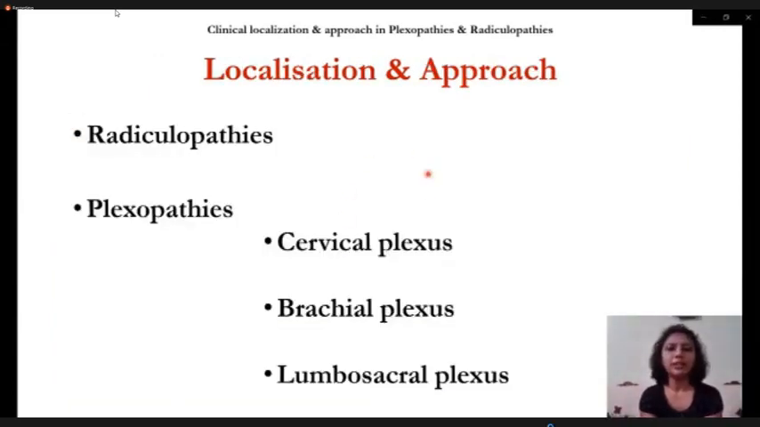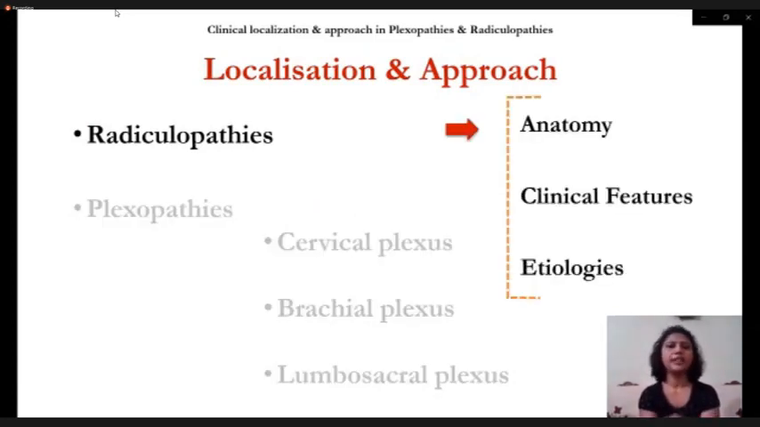Today, we are going to cover the topic under the following headings. First, we shall tackle the radiculopathies.